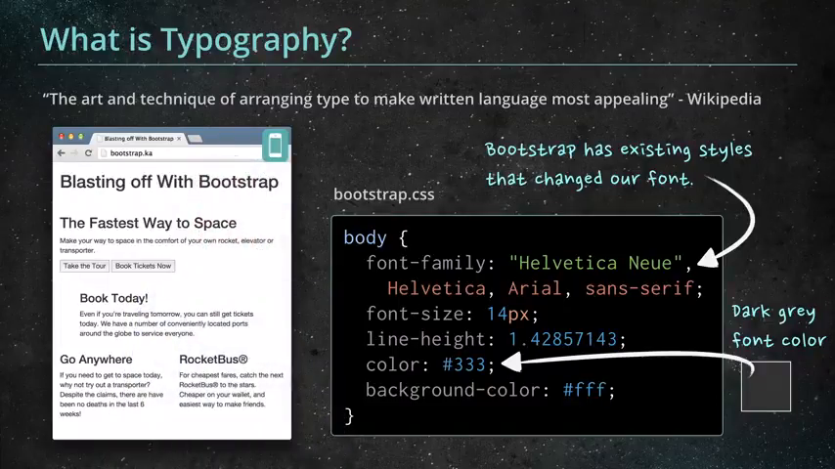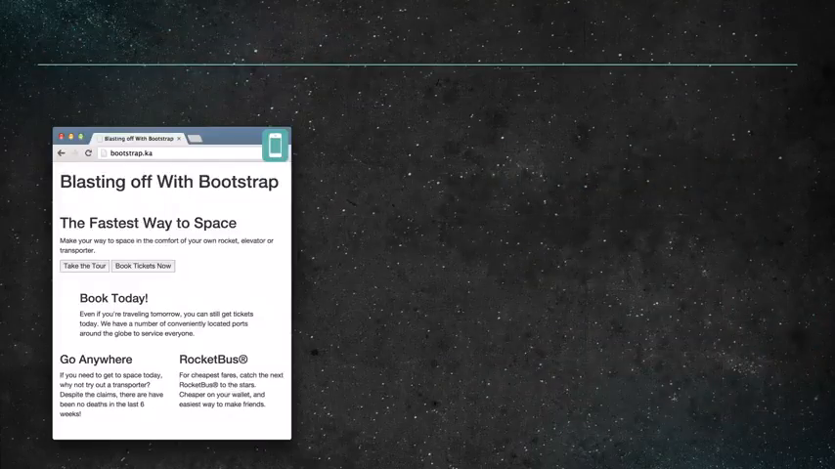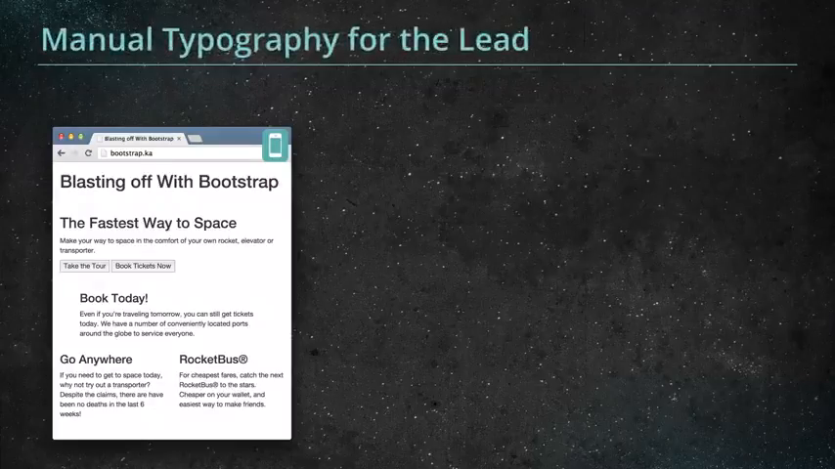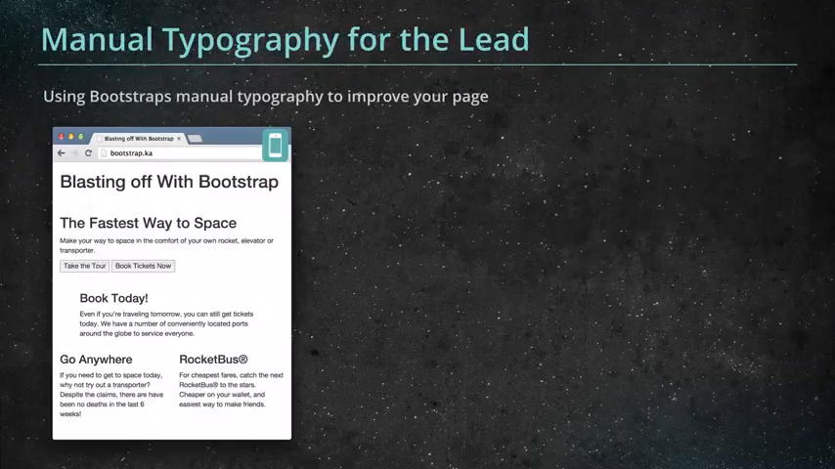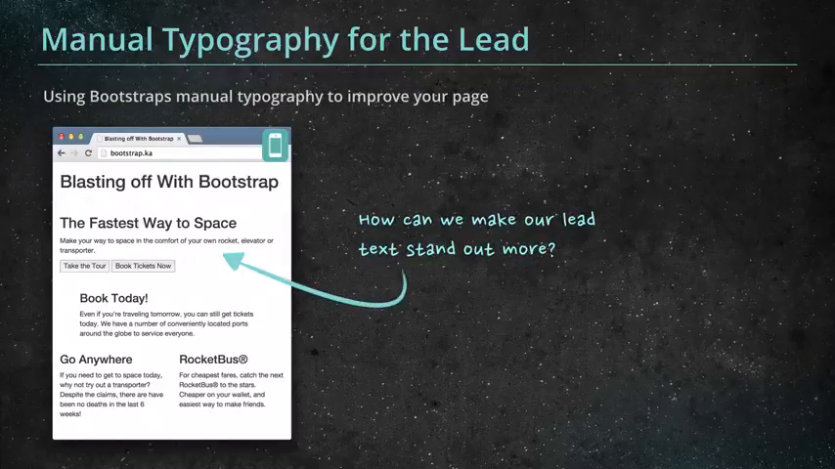Now, all of those styles are being applied to our entire page, but any of them can also be overridden. For instance, our H1 tag isn't 14 pixels. We overrode that font size by using a tag, H1, that is setting the font size larger. Using tags is one way to override Bootstrap styles, but there's another way using some typography CSS classes that Bootstrap provides.